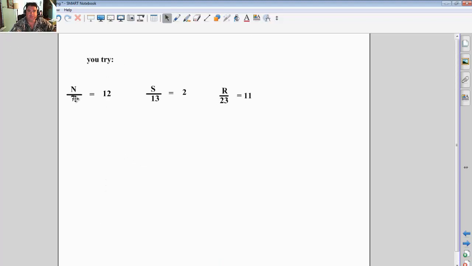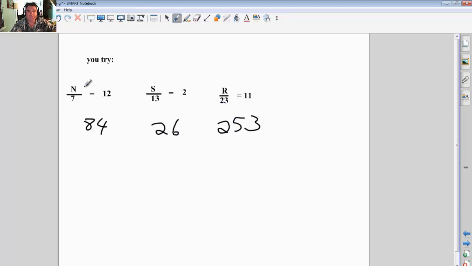Now try this. N divided by 7 equals 12, S divided by 13 equals 2, and R divided by 23 equals 11. Go ahead at this time, give it a try. Let's see, times 7 to both sides, hopefully you got 84 for the first one. Times 13 to both sides, hopefully you got 26. Times 23 to both sides, and I'm going to say you get 253.